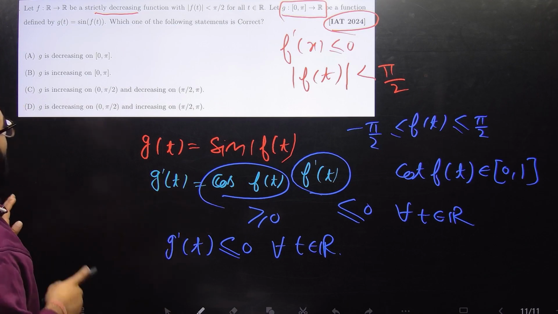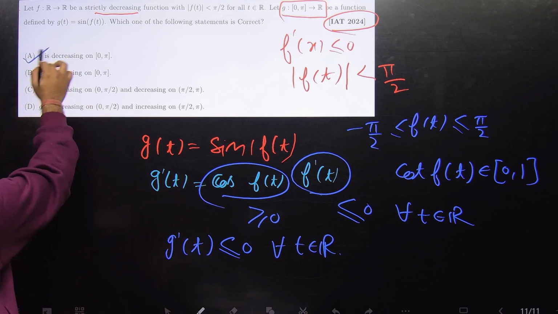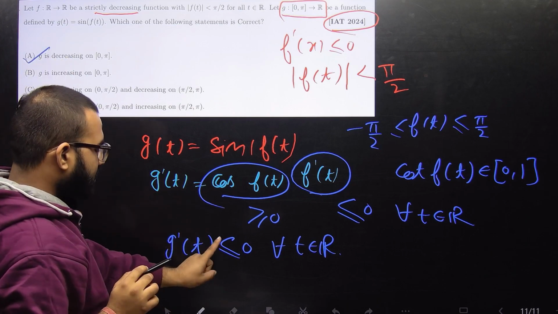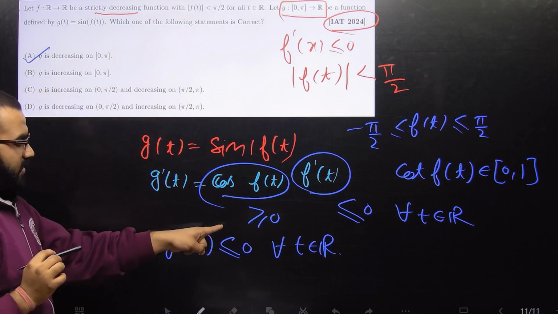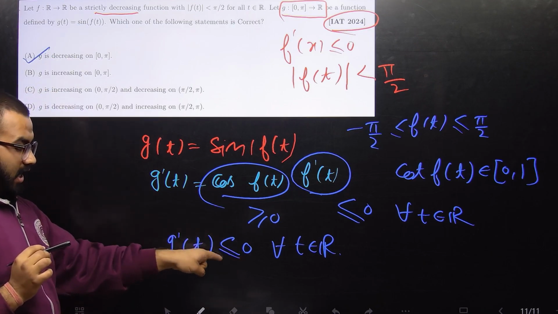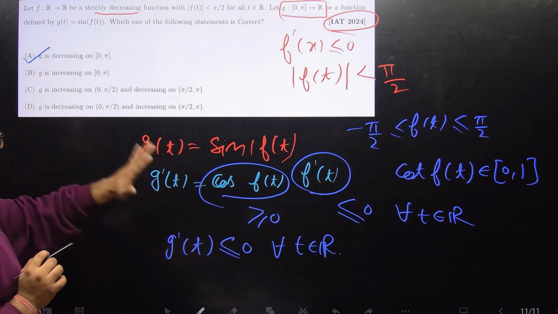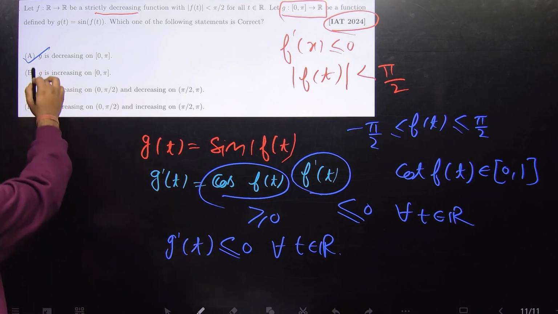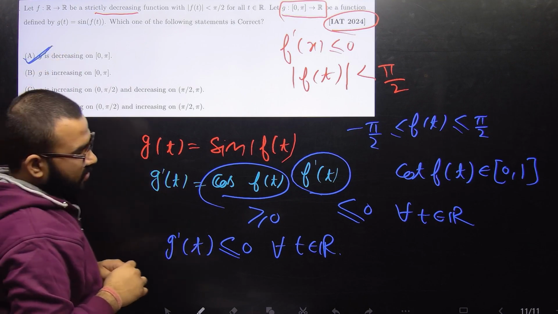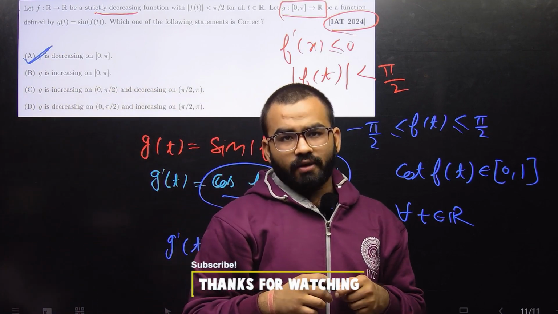So that means our function g is not strictly decreasing. For strictly decreasing, g dash t must be completely less than 0, but equality occurs. So g dash t is less than or equal to 0. So we can say that g is decreasing from 0 to pi, hence option A is correct. So thank you very much.